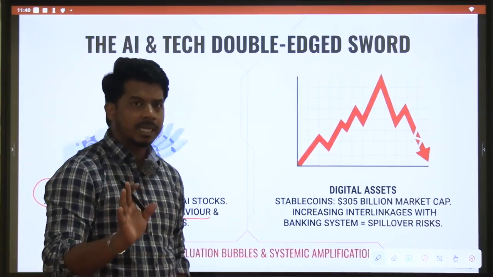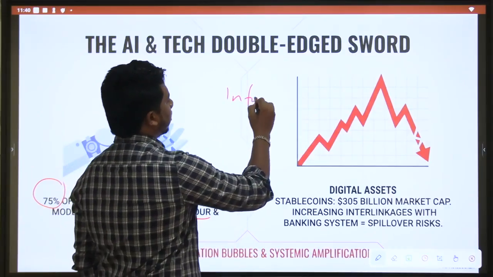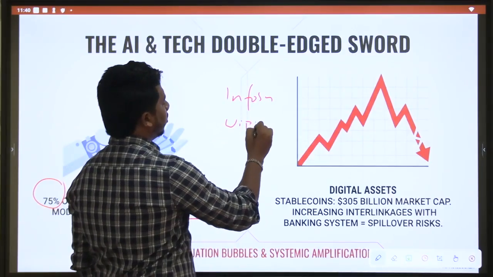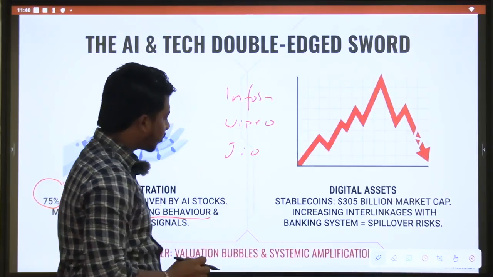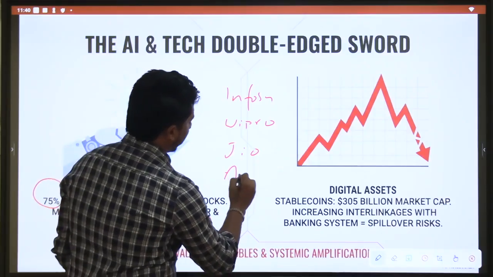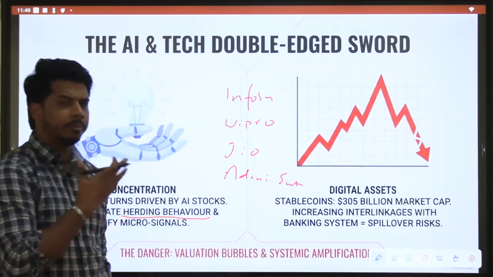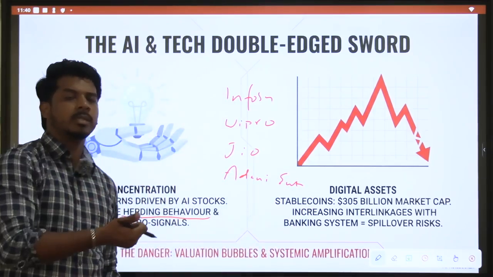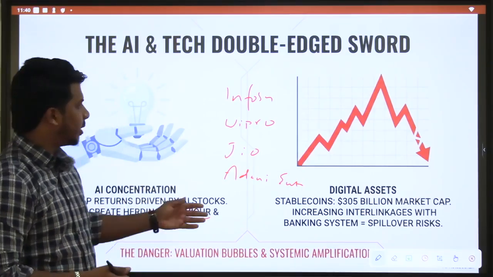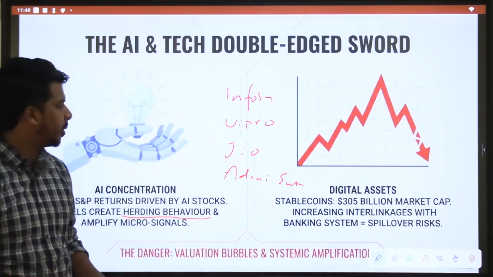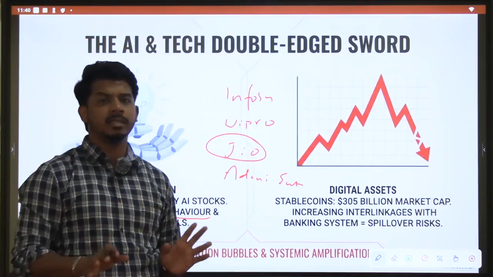Let's say there are 10 stocks, for example, Infosys, Wipro, then there is Geo, and then there is Adani Enterprises. Just assume there are some companies like this. Because there is a rise in artificial intelligence, I will go to ChatGPT and ask which is a good stock to invest in. ChatGPT will say Geo. Then another person will come, and again he will ask ChatGPT.